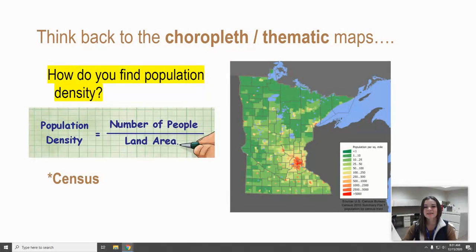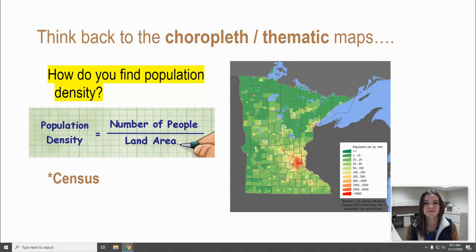All right, now we're going to look at population density. If you think back to those choropleth or thematic maps, where the darker the shade, the higher the number of the variable, a lot of the time that is showing population density. This is the calculation for how you find population density. In normal trimesters, we'd go through this and do some practice problems, but we don't have time this go around. But population density equals the number of people divided by the land area, most of the time using the census for those numbers.